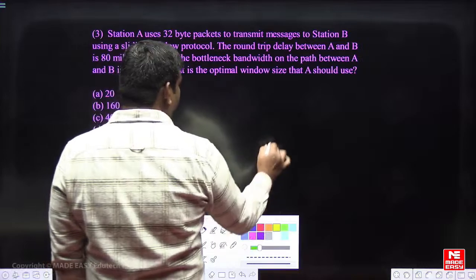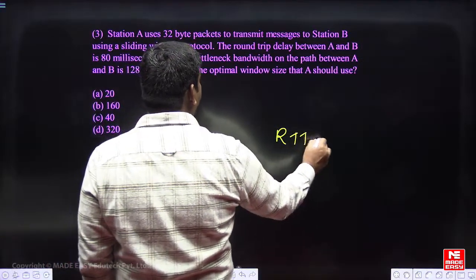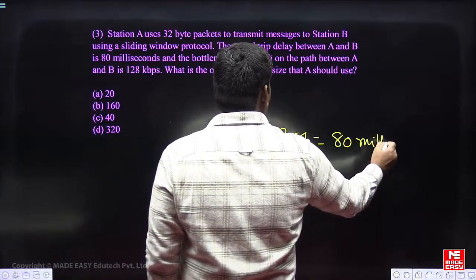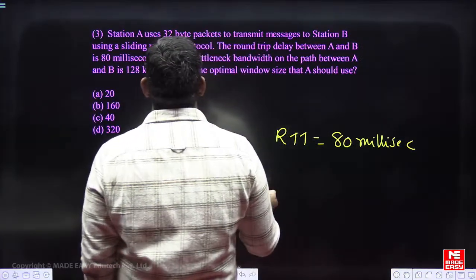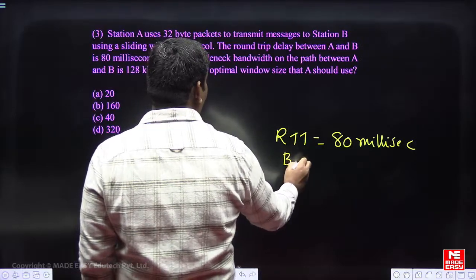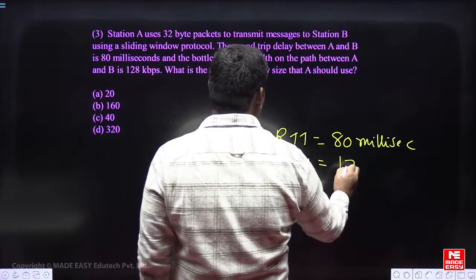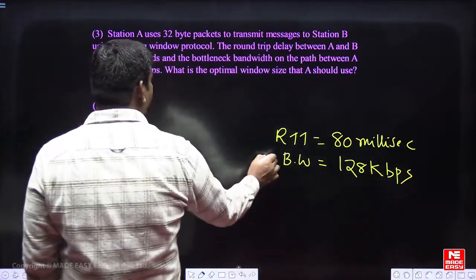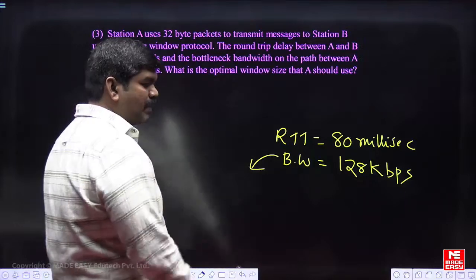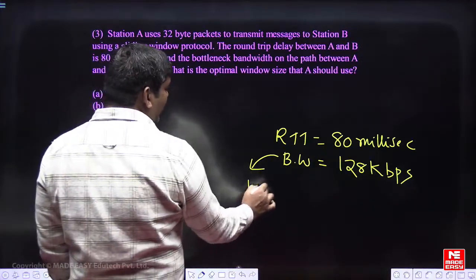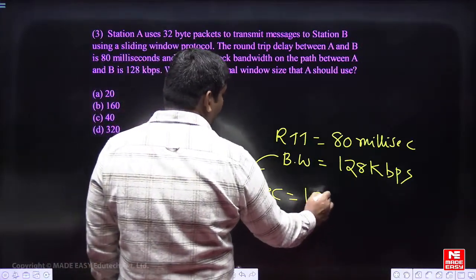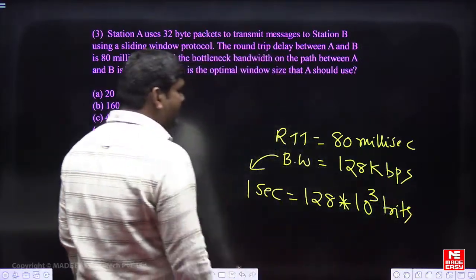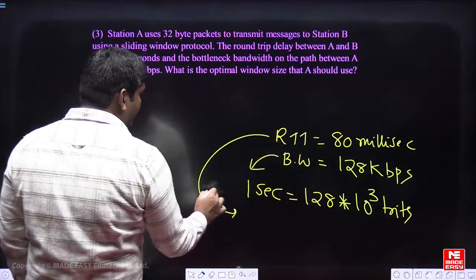So you can observe, we can write it like this: the round trip time is given as 80 milliseconds, and the bottleneck bandwidth is given as 128 kilobits per second. I can write this bandwidth by separating the terms of the numerator and the denominator. In 1 second, it is 128 kilo, which means 10 power 3 bits. This is the information they are giving in terms of bandwidth, but we are taking a round trip time.